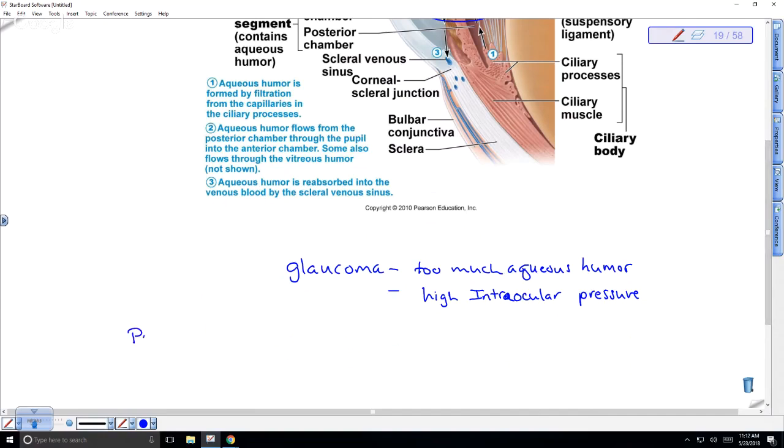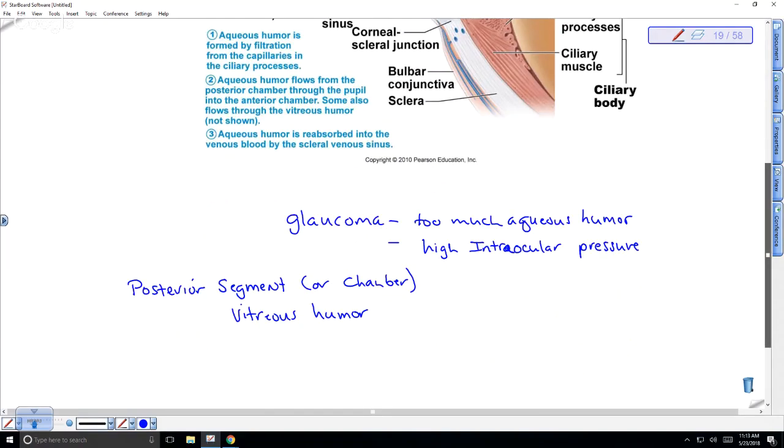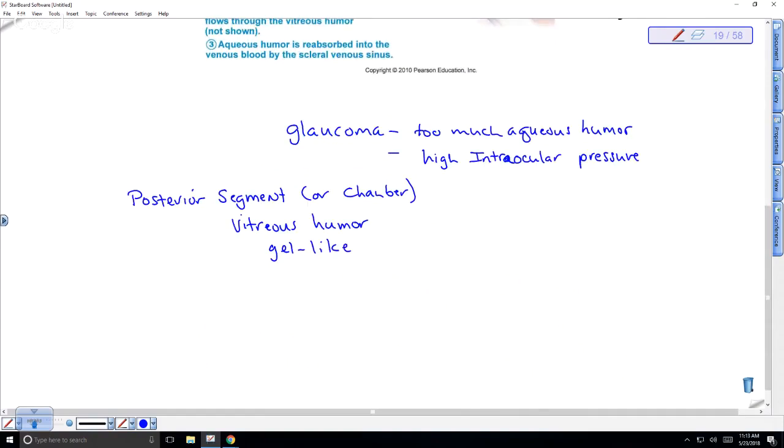So then we have the posterior segment, or chamber. This is filled with the vitreous humor. Vitreous actually means thick, so this is thick, gel-like stuff. This is produced embryonically. When you're an embryo, you produce this vitreous humor, and then it stays with you for the rest of your life. So it's not produced, circulated, and reabsorbed. And it actually gives the eyeball its shape.